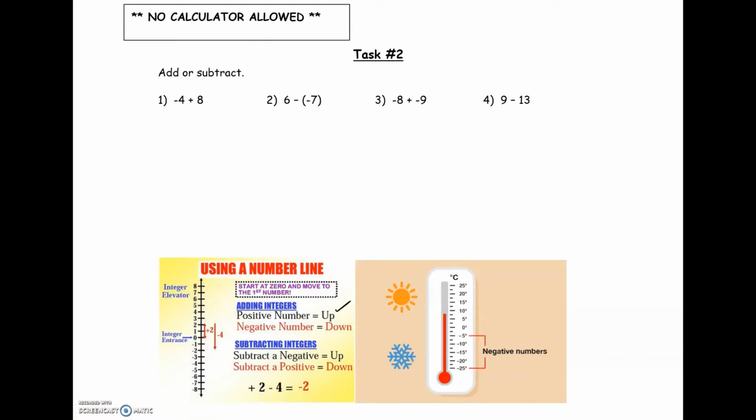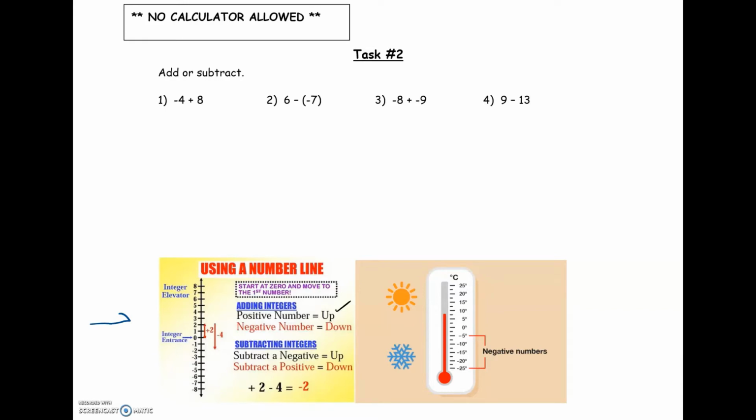Alright. So in task 2 today we'll be working on adding and subtracting integers. Below I place two pictures, one to represent our integer elevator and the other one, which is a thermometer, to represent our temperature. So with the integer elevator, some of the things I wanted to point out is that we're going to start at 0 and move to our first number. So when adding integers, if it's a positive we go up, if it's a negative number we go down.